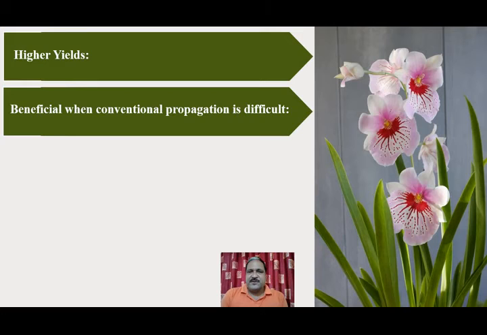Plant tissue culture is beneficial when conventional propagation is difficult. Conventional propagation means the normal mode of reproduction. Now, there are so many varieties of plants where the normal method of propagation through seeds and vegetative methods is not very easy. It is difficult. So in these cases, beneficial varieties can be propagated in large number only through tissue culture. Examples: rare orchids, rare flowering plants, etc.